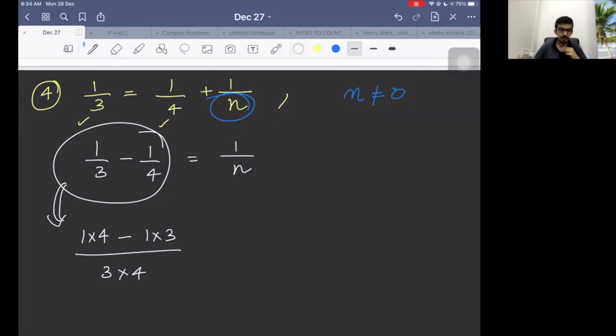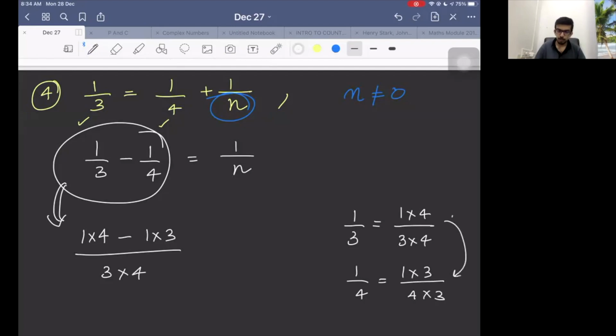What I have basically done is, this 1 by 3 I have written as 1 into 4 over 12 as the common denominator. This 1 by 4 I have written as 1 into 3 divided by 4 into 3. So for both the fractions, I've converted them to a common denominator. If I have a common denominator, I'm happy, because the denominator is common. You just need to do the operation in the numerator, right?